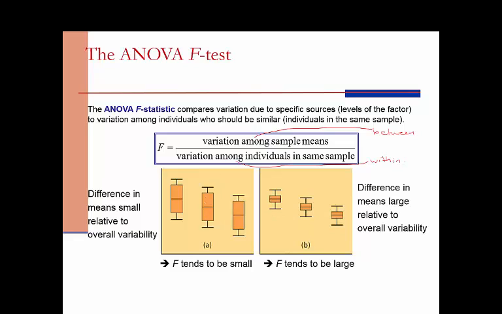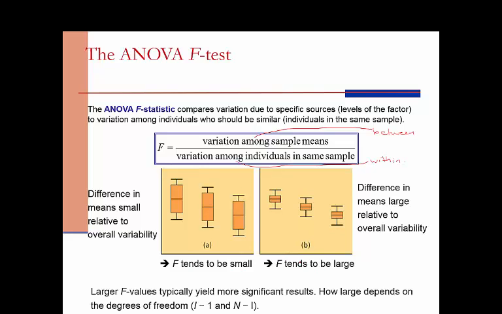Because the denominator is larger in A, the F value is going to be small, because it's defined as that. And in this case, the F value is going to be large. When there's a large F value, you're going to most likely get a small p-value, and a small p-value will mean reject the null hypothesis. So we have significant results.